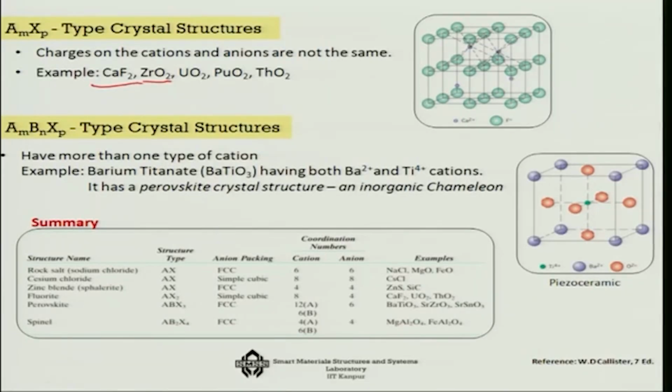And the third type, which is even more complicated, is the AmBnXp group, where you get more than one type of cation. Like in this case, you get barium and titanium, 2 cations, and oxygen as 1 anion. I told you earlier that this is also known as perovskite, named after a Russian geologist, and many piezoelectric materials show this type of 2 cation system, the AmBnXp type.